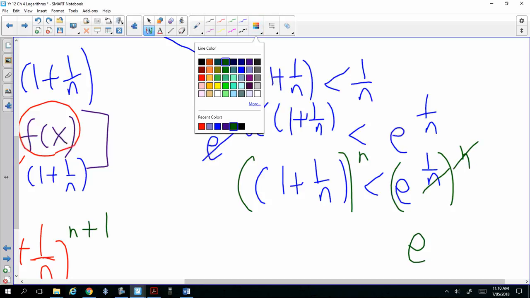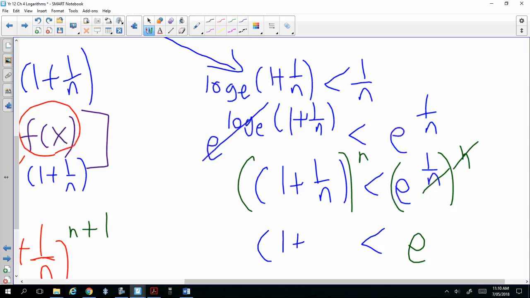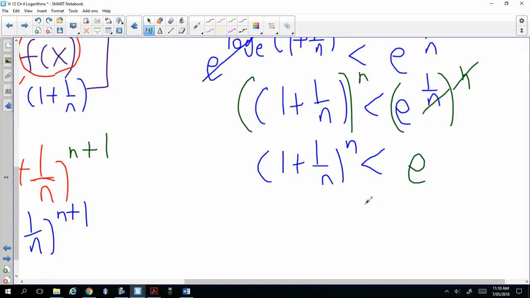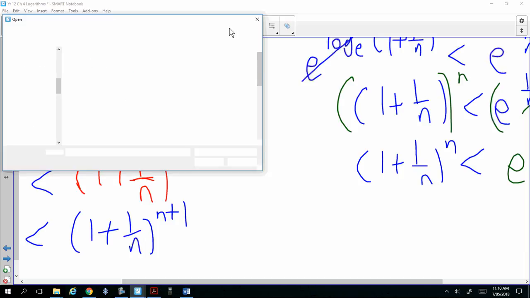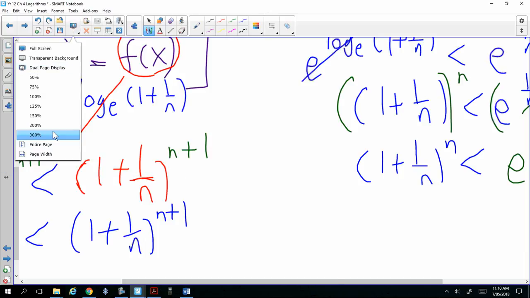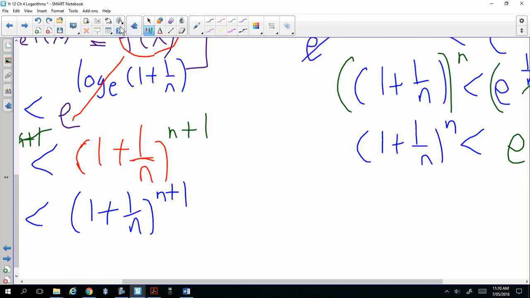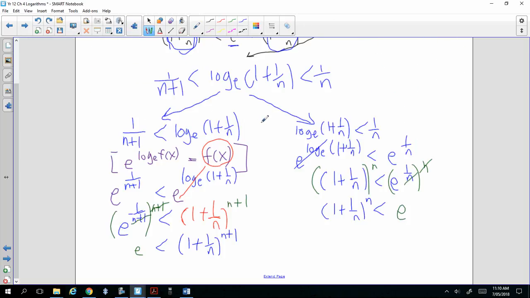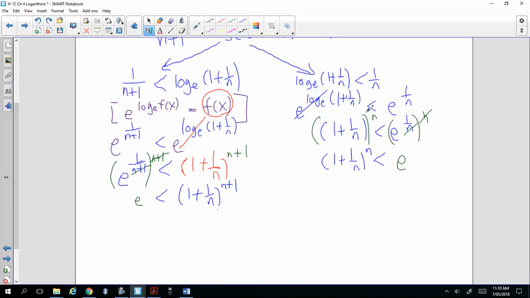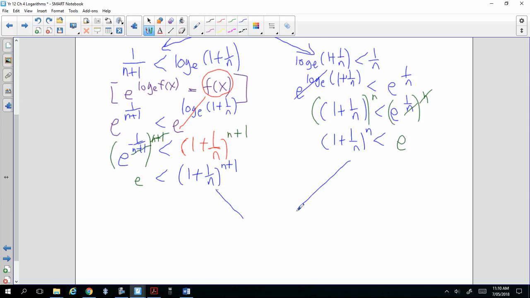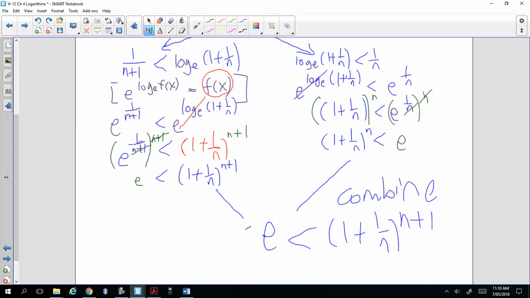Now what we're going to do is combine the two. Basically, we've split into two parts, and then we bring it back and combine them together. So you put the e in the middle: 1 plus 1 on n to the power of n is less than e, which is less than 1 plus 1 on n to the power of n plus 1. Done. So it can be a difficult question. Okay, good.